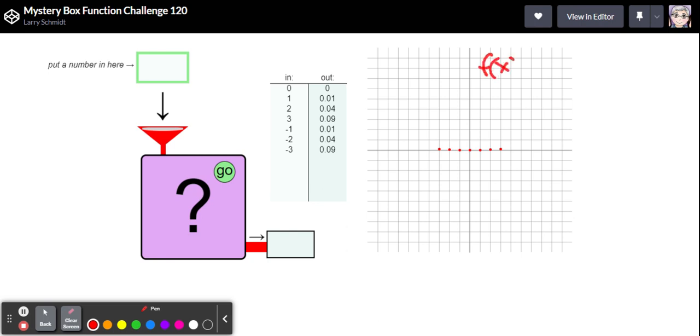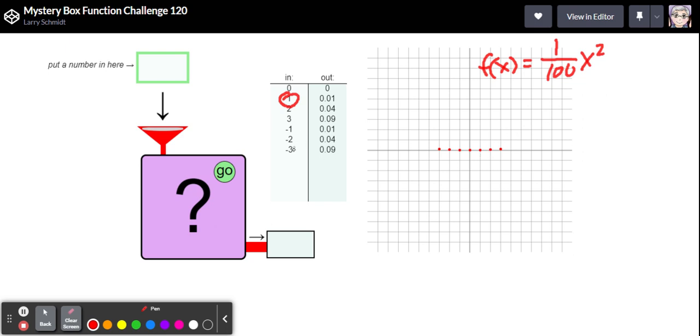So our function would be f of x equals something times x squared. And how can we tell what that something is? Well, when I've got a pretty simple quadratic like this, what I would look for is what's it doing at 1? Because when we put in 1 for x, 1 squared is just 1. So whatever the multiplier is going to be our output. And we've got 0.01. So I think our multiplier is 1/100th, which would give us a very, very shallow parabola.